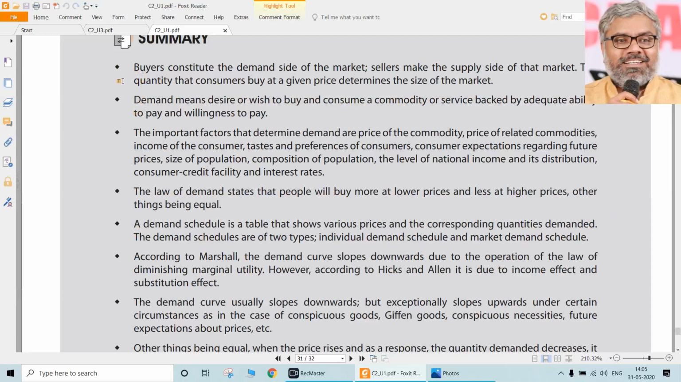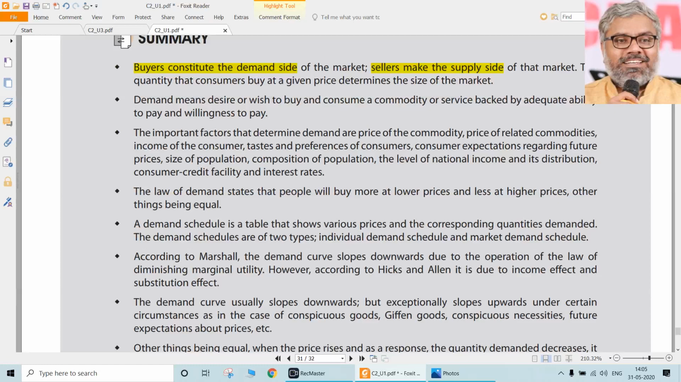The first point says, definitely the buyers constitute the demand side of the market, and naturally the sellers will make the supply side of the market, which we will discuss later. But generally, the quantity of the commodities that consumers buy at a given price is what we call the size of the market. That can be called market demand, which is nothing but the aggregate of all the individual demands. That is what we can call the size of the market.